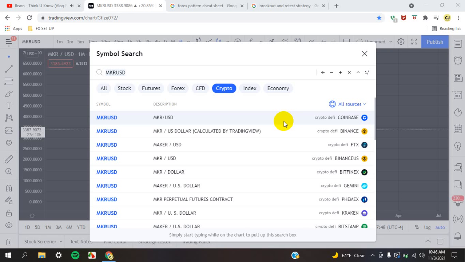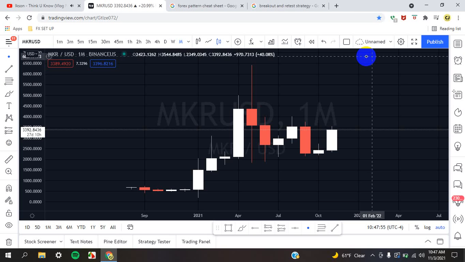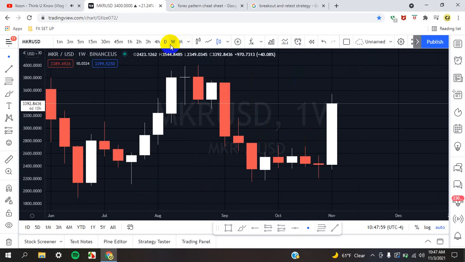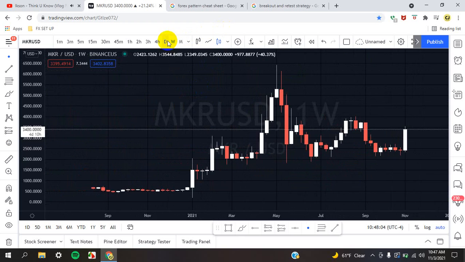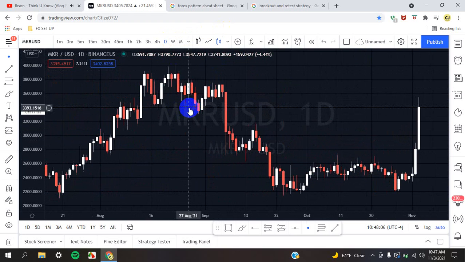We are here with Running the Levels, looking for market structure and patterns. Okay, guys, let's walk down the time frame and find patterns in the market.